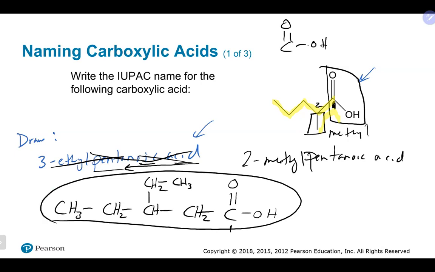If we want to do a little line structure, we can start with the five carbons: one, two, three, four, and five. We would go off to our OH here and double bond it to make our carboxylic acid group. This obviously would be carbon one, two, three, four, and five. And at carbon number three, we would have an ethyl group, a two-carbon group. So something like that would be the line structure version. Any questions on that there?